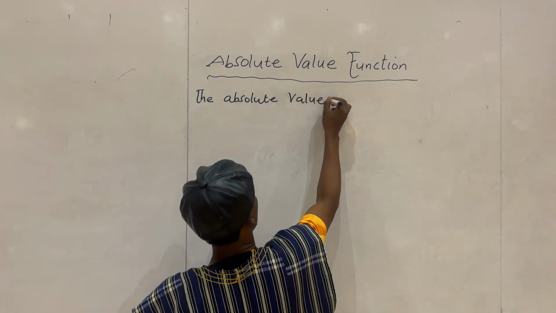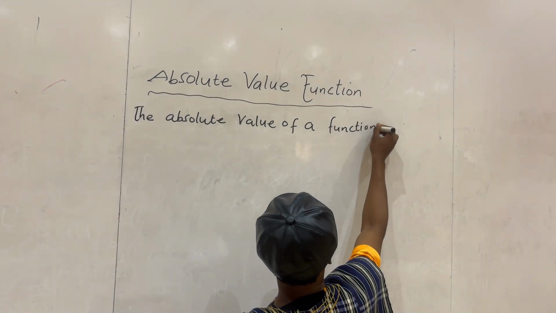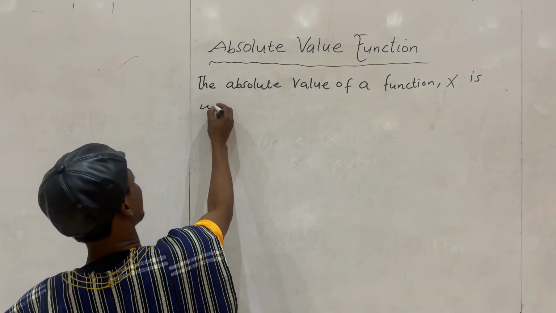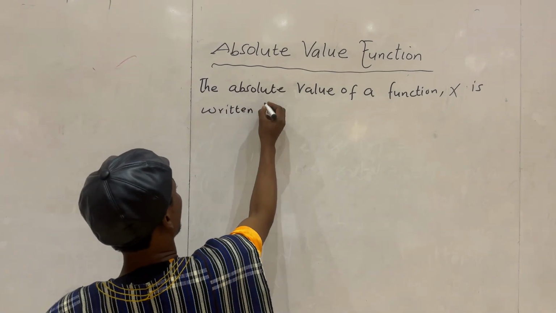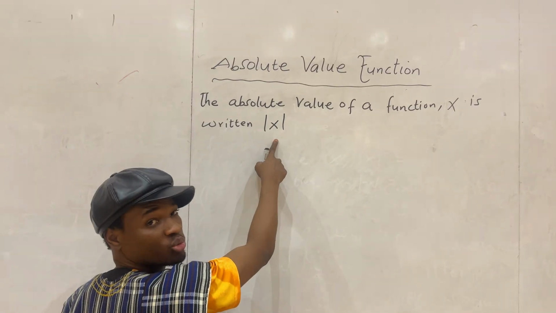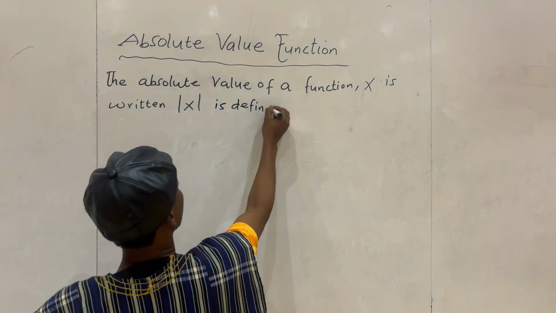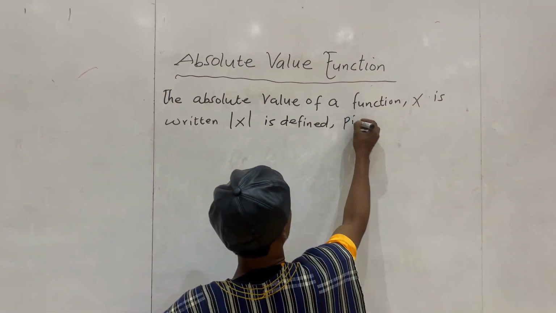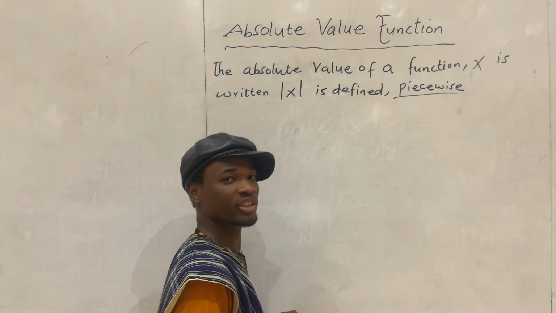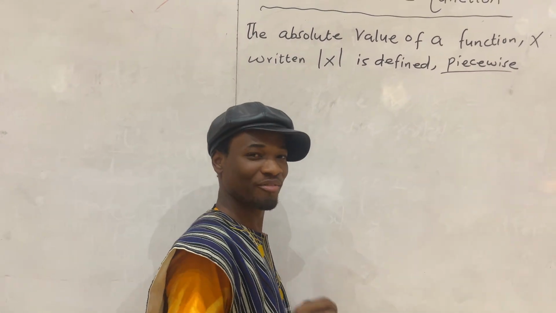All right, so the absolute value of a function, let's say x, is written as the absolute value of x, this way, right? Good. It is defined piecewise. We'll talk about piecewise functions in detail. I promise you that you are going to appreciate piecewise functions.